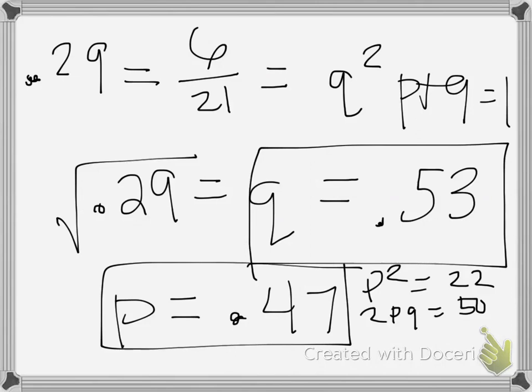And so here's what you want to know. Always solve for q first, then find p. And if you know p and q, you can answer anything the question asks you. You can get homozygous dominant, homozygous recessive, heterozygous. And we're going to practice a lot more of these before the exam.